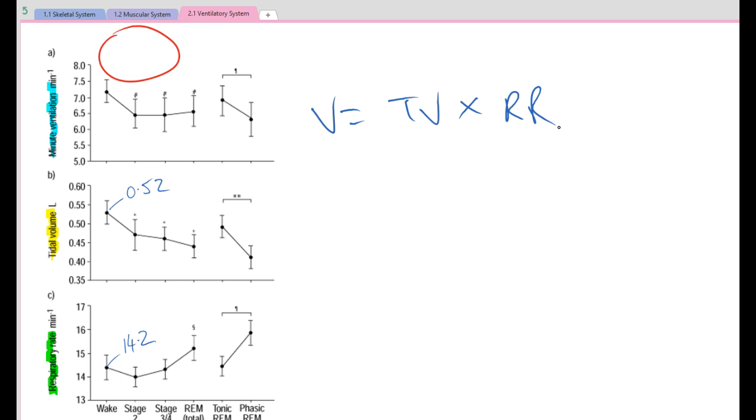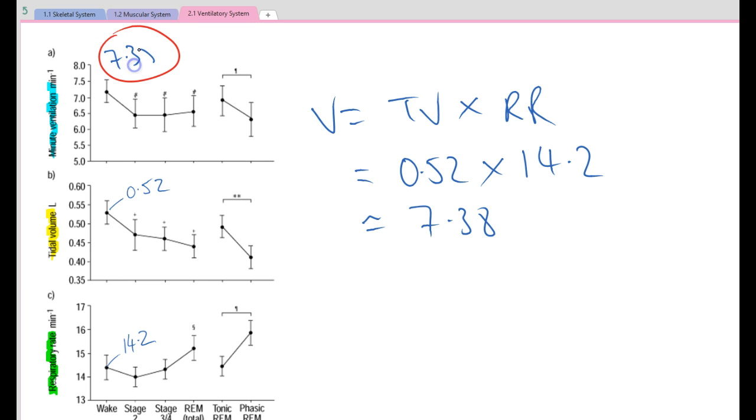So here's an example where tidal volume is actually represented in litres, not millilitres. So ventilation equals tidal volume, which is around about 0.52 litres, times respiration rate, which is about 14.2. So when we multiply them together, we get approximately 7.38. And that would then be litres per minute.